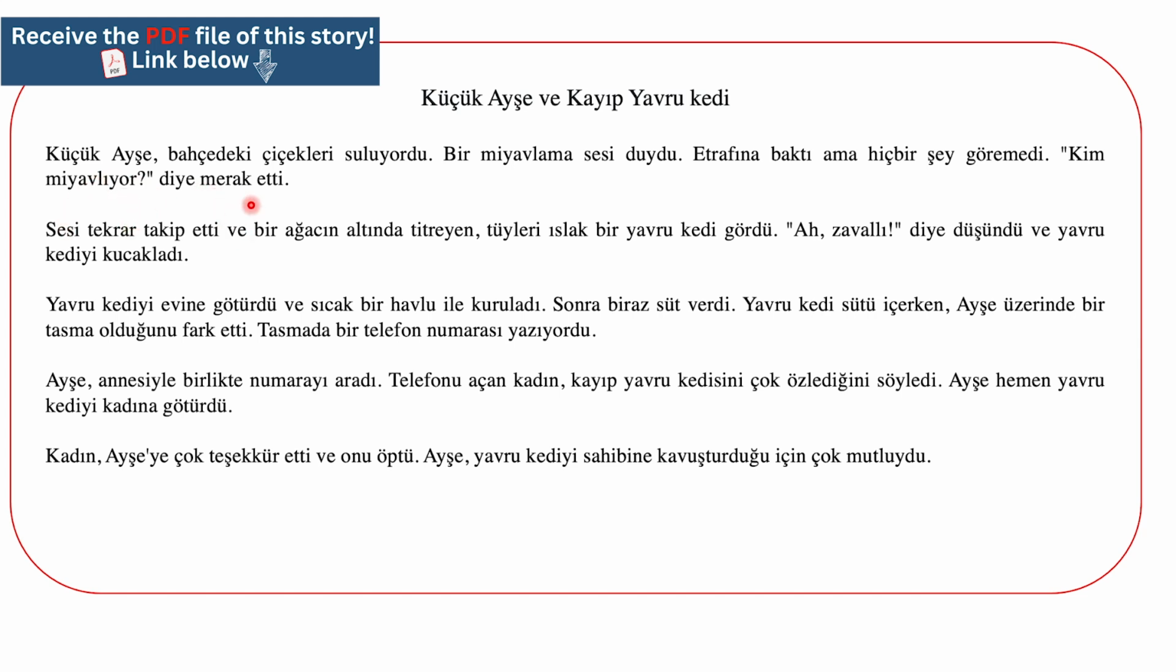Ve means and. And what? We go to the verb. So, titreyen means shivering. The one who is shivering, we're talking about the cat. Shivering. Tüyleri ıslak. Tüyleri, the fur on the, what do you call it? The fur, yes, on the cat. And ıslak means wet. Bir yavru kedi, as we said, a kitten, under, altında. Under what? A tree. Now, how do we translate it? She followed the sound again and saw a shivering, wet kitten under a tree.